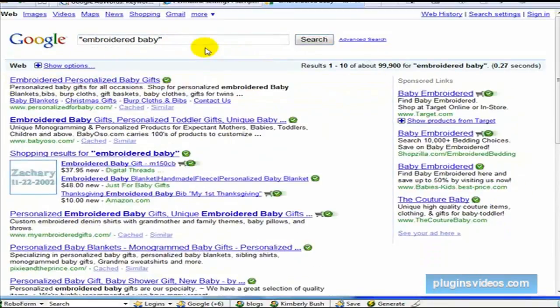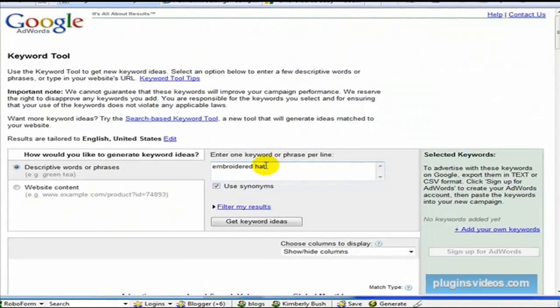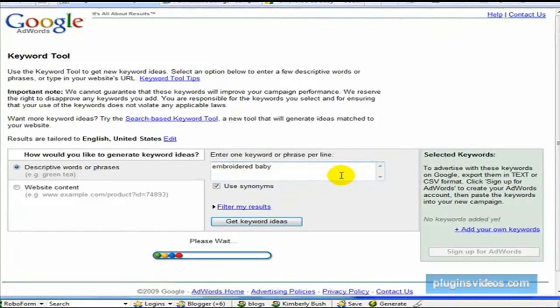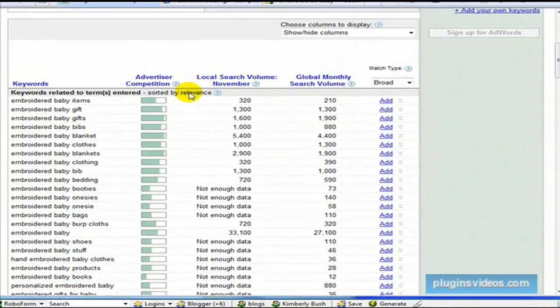Okay, still, I would think that if I sat down and typed in embroidered baby, this is just how my mind works with this. I'm going to get different types of products that I could create, and then of course to market online. Okay, so here you can see embroidered baby gift is searched for a lot. Embroidered baby bibs, blanket, clothes, lots of different options here. And you can see the amount of people that are searching for each one.